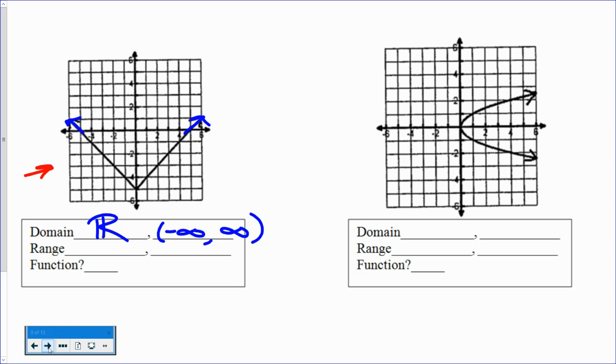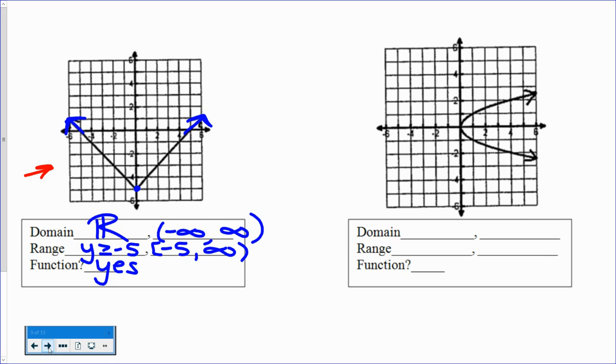For my range, the lowest it's going to be is 1, 2, 3, 4, 5. So -5, and that's solid, so square bracket. And the highest it's going to be, it's pointing up forever and ever, so that's towards infinity. So that means all of my y values must be greater than or equal to -5 is how I would write it as an inequality. Is this a function? Yes, it would pass my vertical line test.